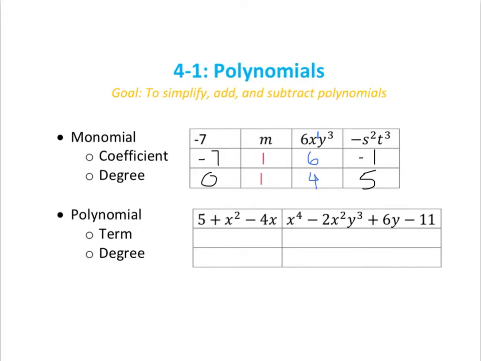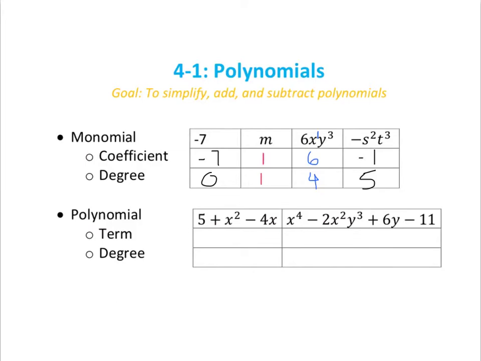Now, polynomials. Polynomials are just a bunch of monomials that are added and subtracted together. So any monomials that are part of a polynomial are called terms. Terms are just all of these monomials within here. Now the degree for a polynomial is just the largest degree of any of the monomials.